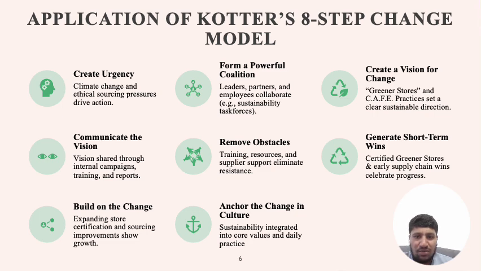So at Starbucks, they used Kotter's 8-step change model to bring in more sustainable and responsible practices. First, they made everyone understand how important it is to act quickly. Climate change and farming issues were big problems. Then they built a strong team of leaders, workers, and partners to work on this change together. They came up with a clear plan like the Greener Stores program and ethical coffee sourcing.